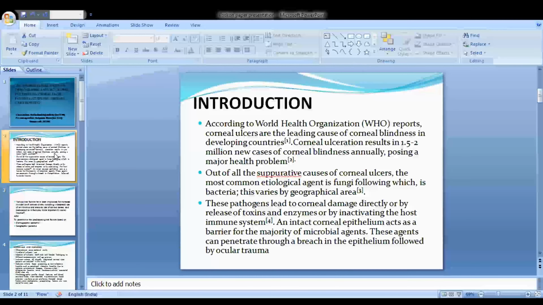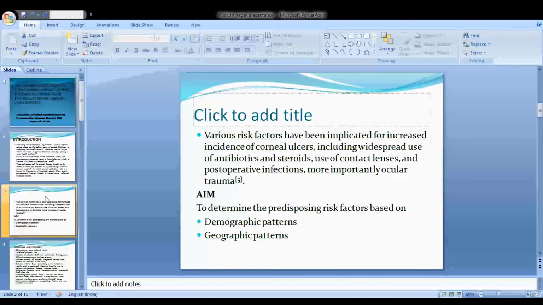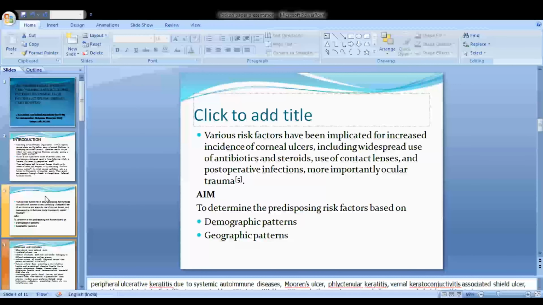These pathogens lead to corneal damage directly or by release of toxins and enzymes, inactivating the host immune mechanism. An intact corneal epithelium acts as a barrier for the majority of microbial agents. These agents can penetrate through a breach in the epithelium following ocular trauma. Various risk factors have been implicated for increased incidence of corneal ulcers, including widespread use of antibiotics, steroids, use of contact lens, and postoperative infections, and more importantly, ocular trauma. The aim of the study was to determine the predisposing risk factors based on demographic patterns and geographic patterns.